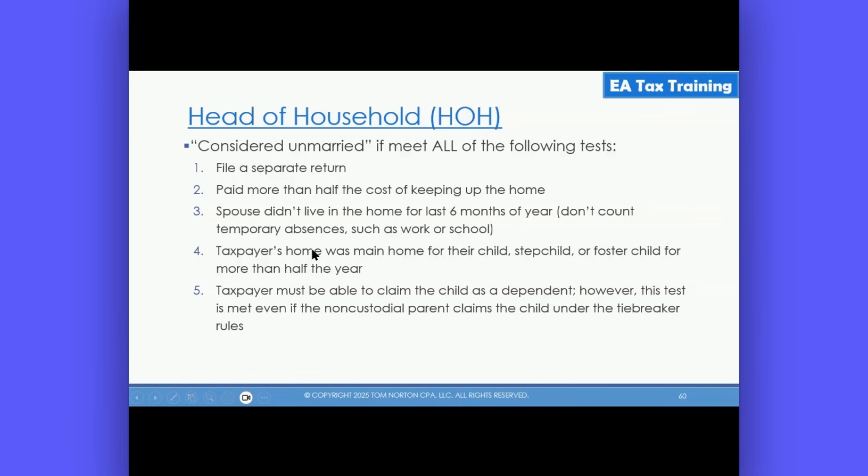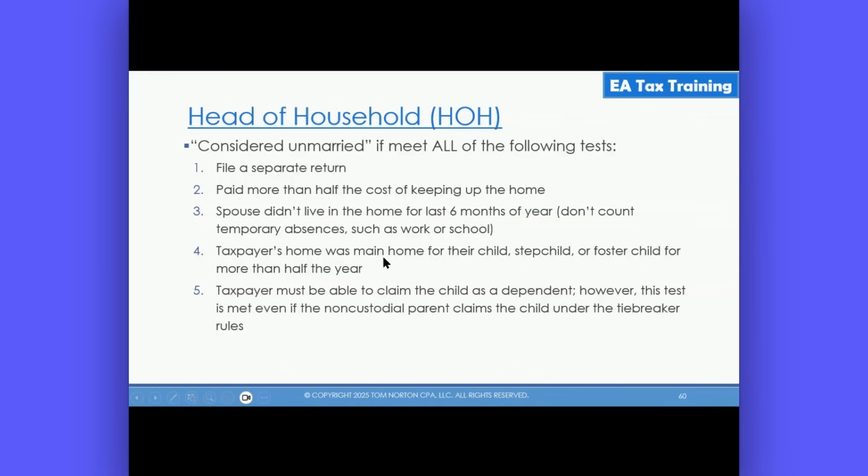So if the spouse was out of town on business for the last 6 months of the year, but their home was still your home, then you don't get to count as being unmarried. In other words, it doesn't count as them not living with you for those last 6 months. They just happen to be out of town. So they have to actually have a separate residence for at least the last 6 months of the year in order to qualify as being unmarried.